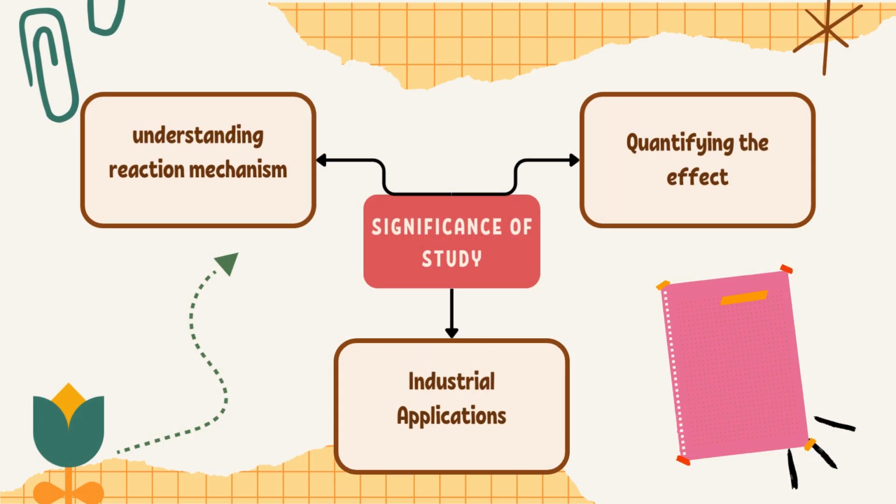with a catalyst. There are 3 significances of the study, which are understanding reaction mechanism, to gain insight into the reaction mechanism; quantifying the effect, to determine the differences of reaction; and industrial application, to improve product yield.